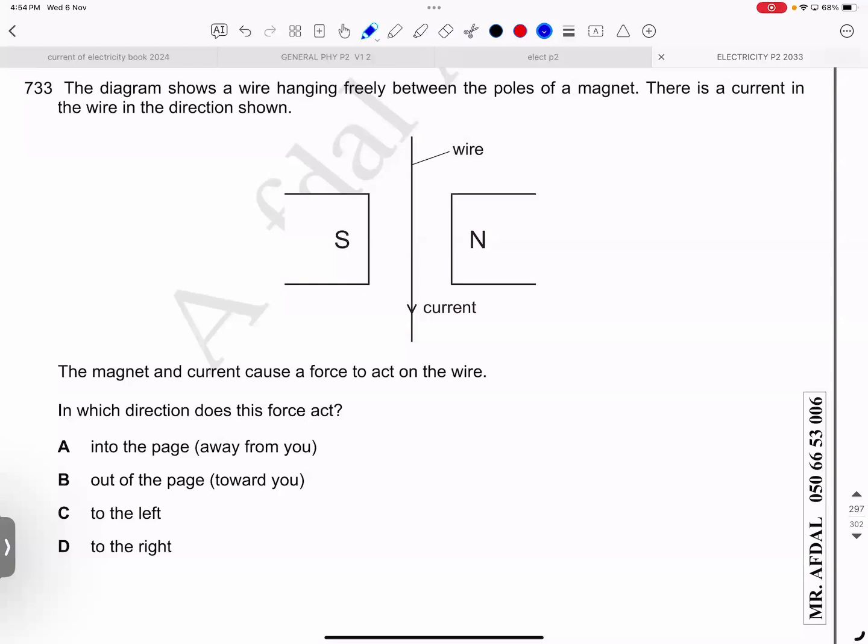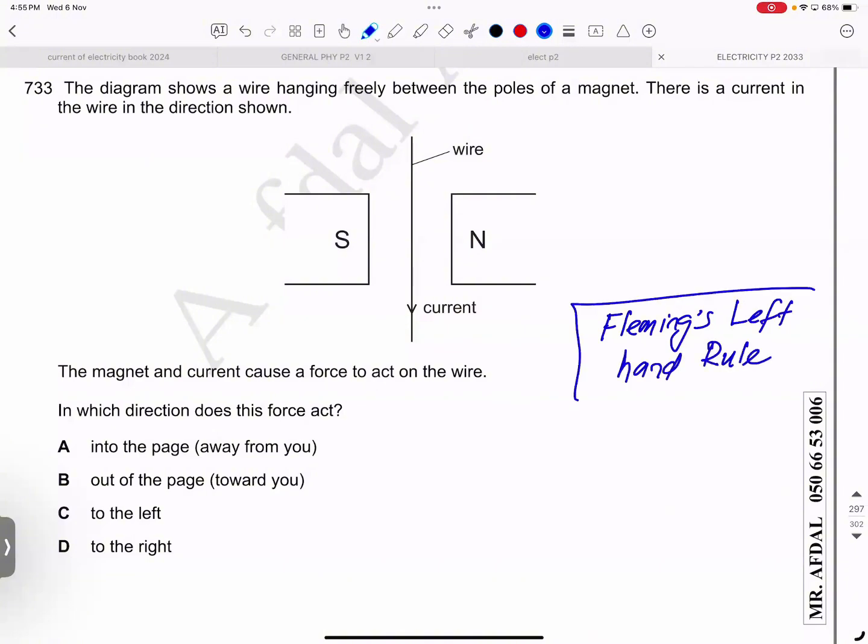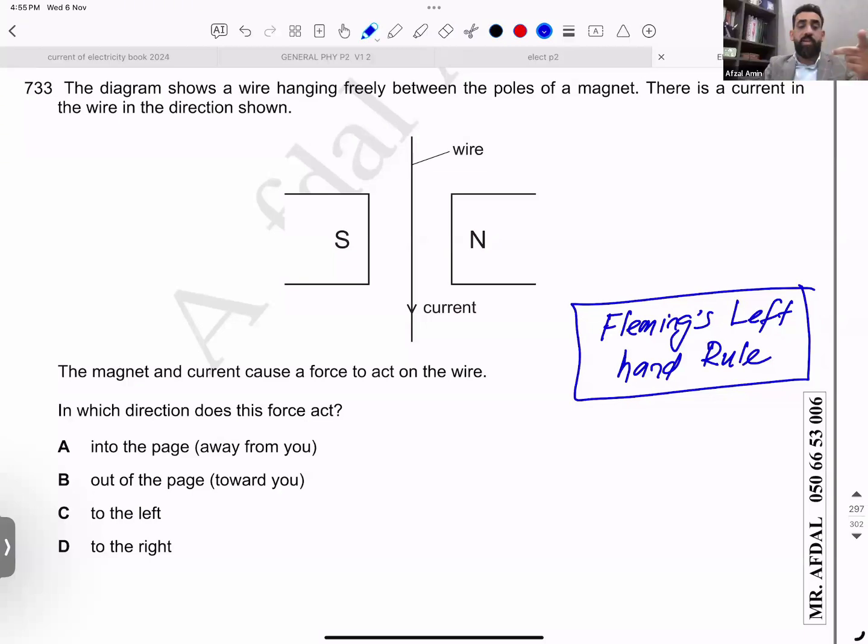First of all, for force due to current, you use Fleming's left hand rule. Force, field, current: F is force, B is magnetic field, I is current. So the force should be perpendicular to both the field and the current.